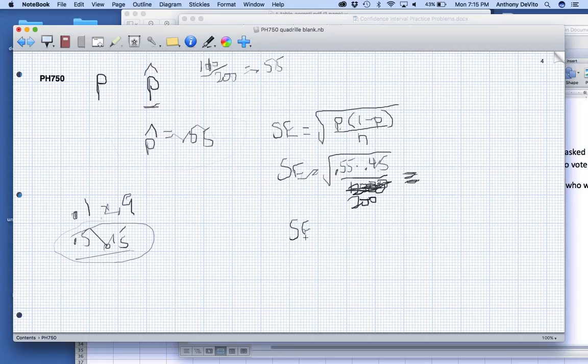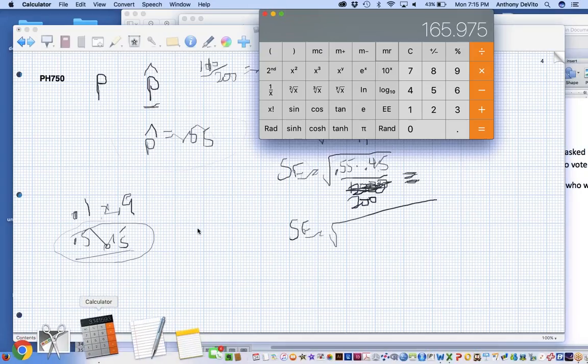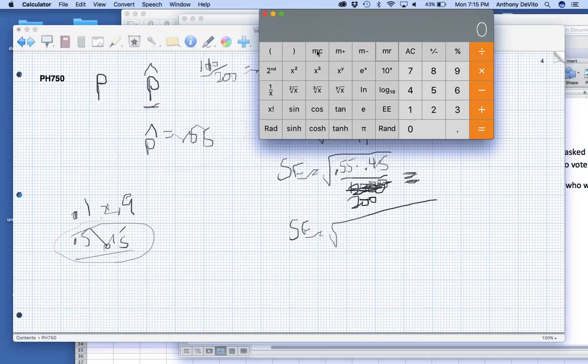So the standard error is going to be equal to the square root of 0.55 times 0.45 divided by the sample size, which is 200. Got it right this time, which is equal to that number. And I'm going to take the square root of that number. Is that number going to get bigger or smaller when I take the square root?